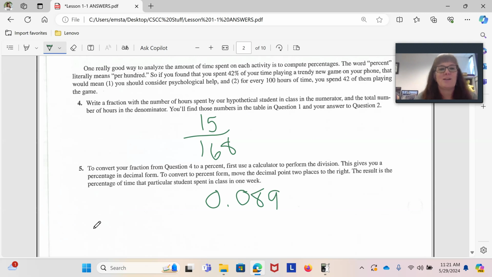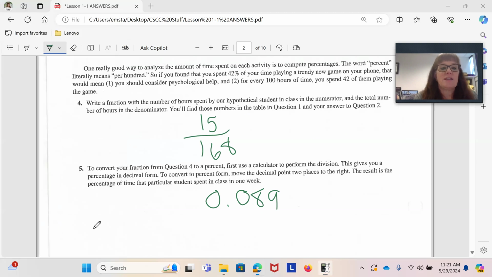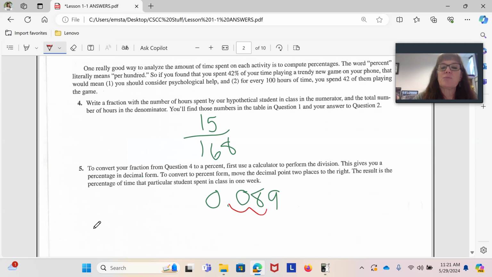Make sure I rounded that correctly. Yeah, the number after the 9 was a 2, so the 9 stays a 9. So we've done the work on our calculator, and this is the decimal. To turn that into a percent, they tell us to move the decimal 2 points to the right. That is one way of doing it. We can move our decimal 2 places to the right, and that gives me 8.9%.